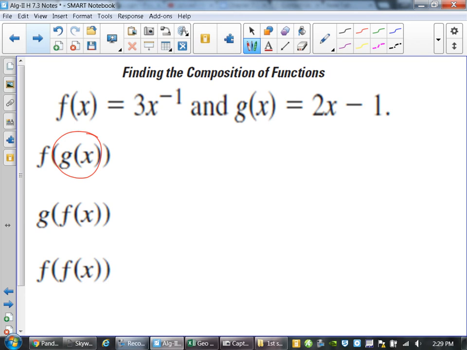Remember, this means start with the g of x portion, and then you surround it with the f equation. The f equation has a 3 in front and the negative 1 on what's inside. Now, what's being raised to the negative 1? So you simplify this out, you get 3 over 2x minus 1. And now you're done.